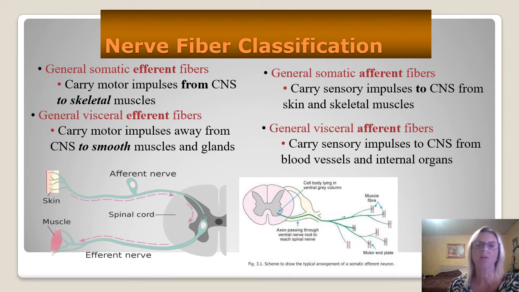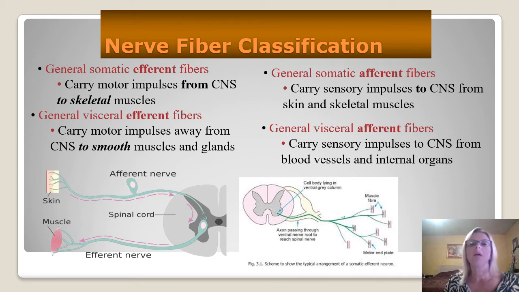All right, so we're going to classify a little bit more. We have general somatic efferent. So we're going to look again at afferent and efferent. General somatic efferent. So these fibers carry motor impulses outward from the body. Remember, efferent, think exit, from the brain or spinal cord to those skeletal muscles, to those effectors, to stimulate those things to contract or to stimulate glands.